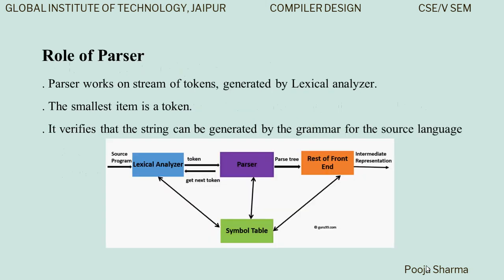Now next is the role of the parser. So let us start with the role of the parser. The parser sits somewhere here, and it talks to the lexical analyzer for tokens. Whenever it needs a token to proceed, it will ask the lexical analyzer to get the next token.